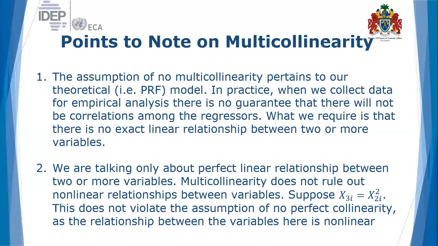Suppose x3i is equal to x2i squared. This does not violate the assumption of no perfect collinearity, as the relationship between the variables here is not linear, but nonlinear.